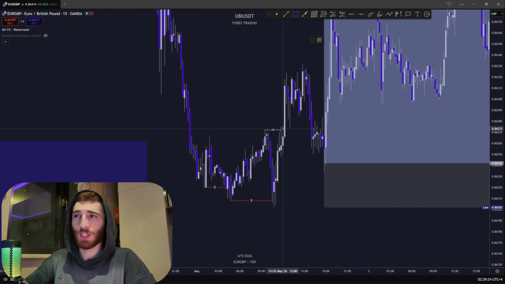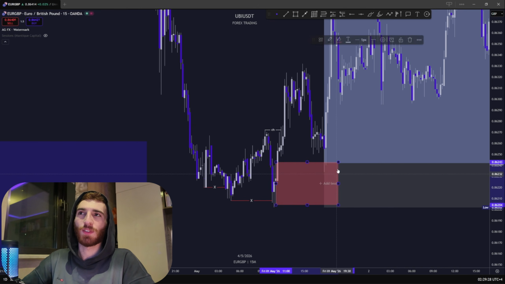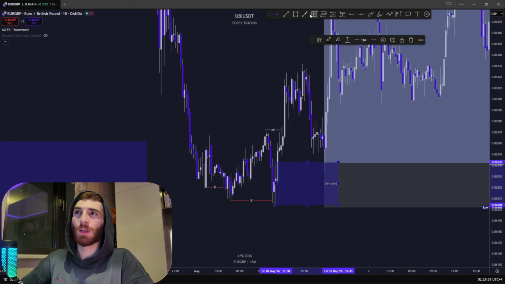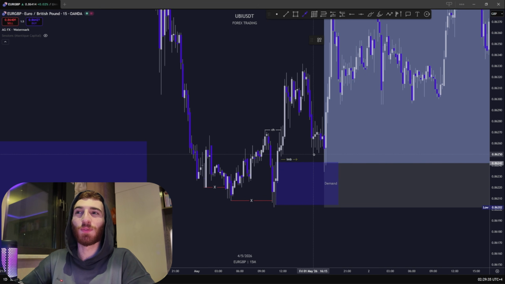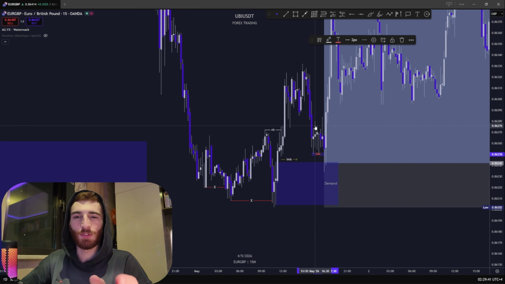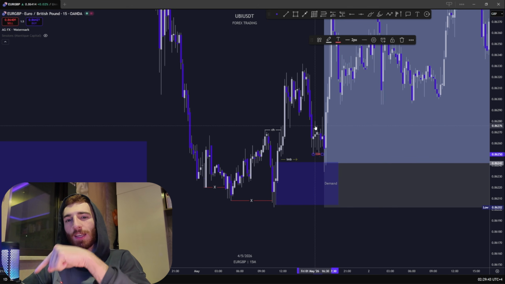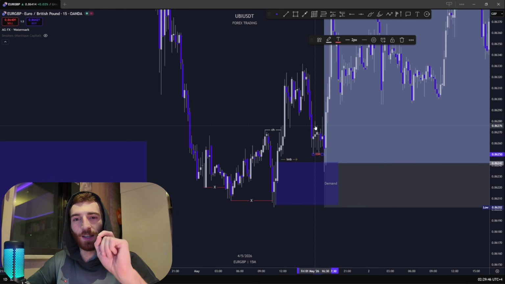Right here, what do we have? We have a change of character, we have a liquidity sweep, and we have this beautiful demand zone. We have imbalance, we have so many confluences. We have imbalance and we have inducement. This is inducement, the first pullback, and this will be used as liquidity, of course. Price needs liquidity. Without liquidity, price cannot move from here to here. Price needs liquidity.